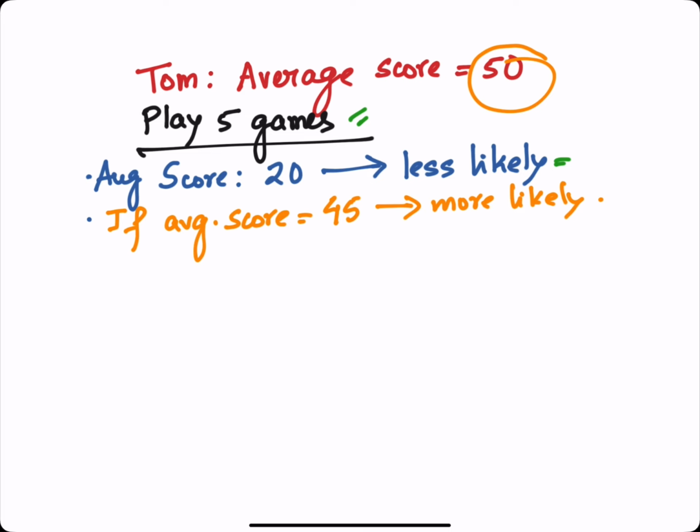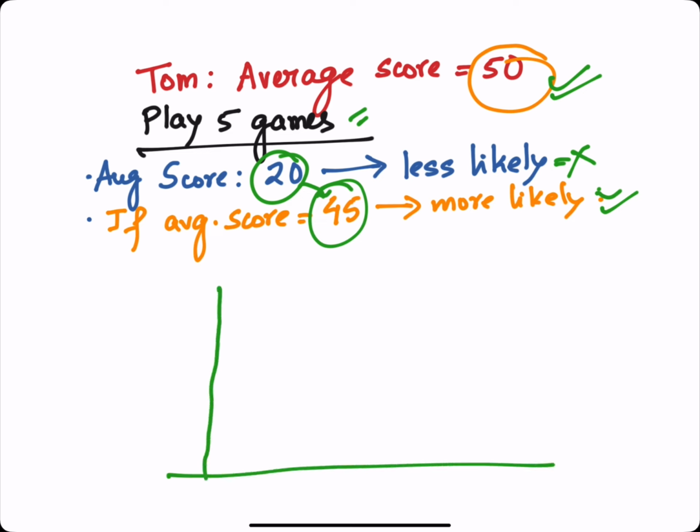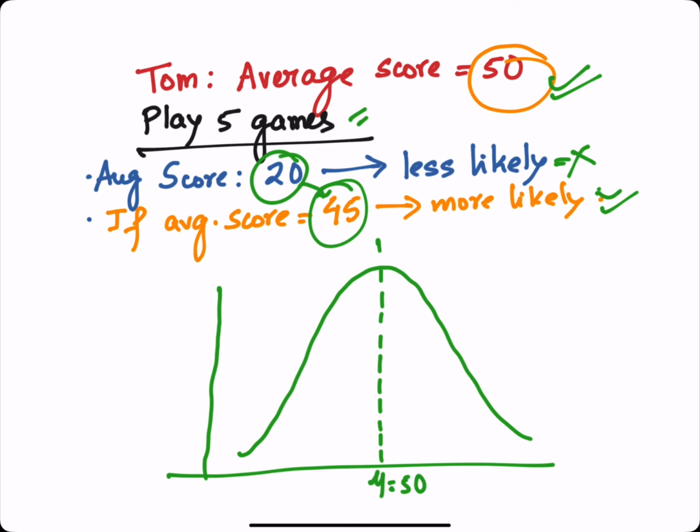Now, if the score had not been 20 but 45, it would be more likely for you to believe, yes, indeed, the actual score can be 50. So why is it less likely for you to believe this, but more likely for you to believe this? Let's understand with the help of the graph here. If Tom claims that he scored 50, that means the population mean for his game should be 50.